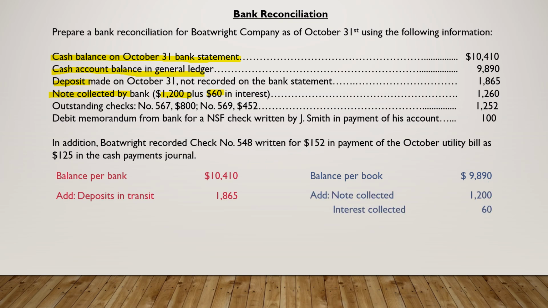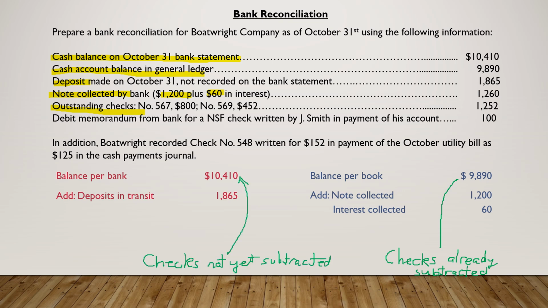One more line down, we find our outstanding checks. When Boatwright cut these checks, it subtracted them from the general ledger. But the bank has yet to take them out of its bank balance. So we subtract them from the bank side.